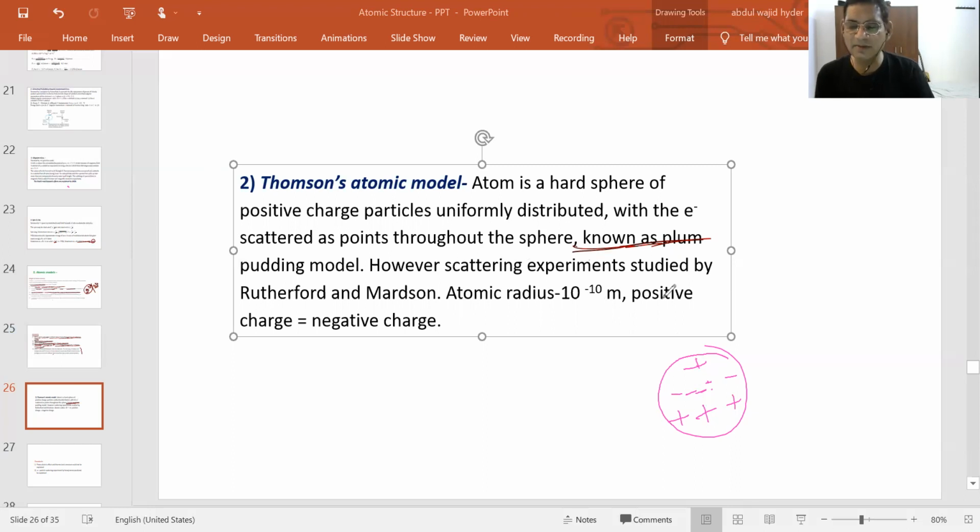However, scattering experiments were studied by Rutherford and Martin. In this experiment, we came to know about the radius of the atom, which is 10 to the power minus 10 meter, and that the nucleus will always be positively charged, and its positive charge must be equal to the negative charge.